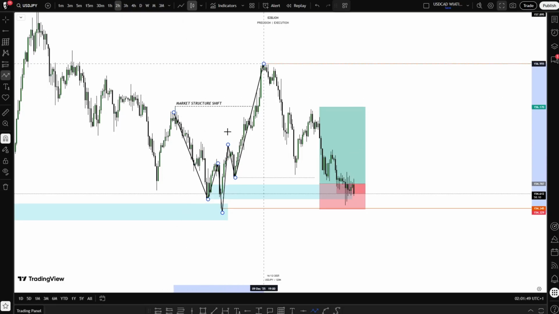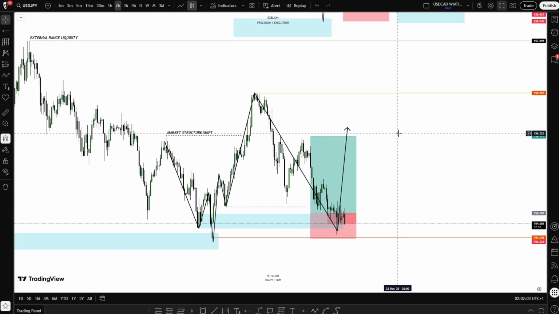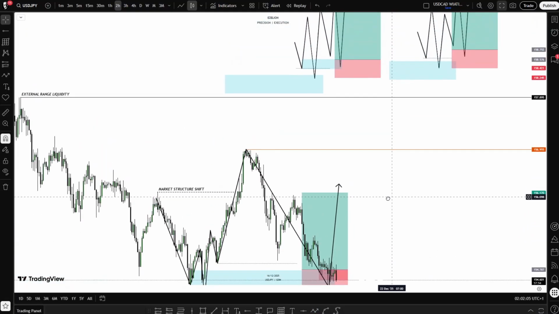We have this market structure shift. At this point, we now set our limit order, and price is currently in a drawdown. We are suffering drawdown, right? But hopefully it triggers us and gives us our target. So this is the trade we have been looking for since last week. We have been active on it since last week.